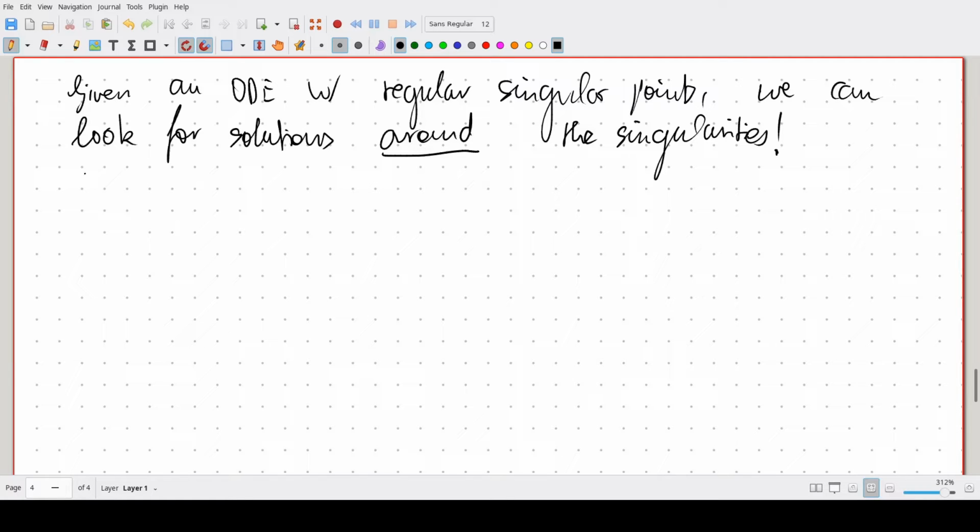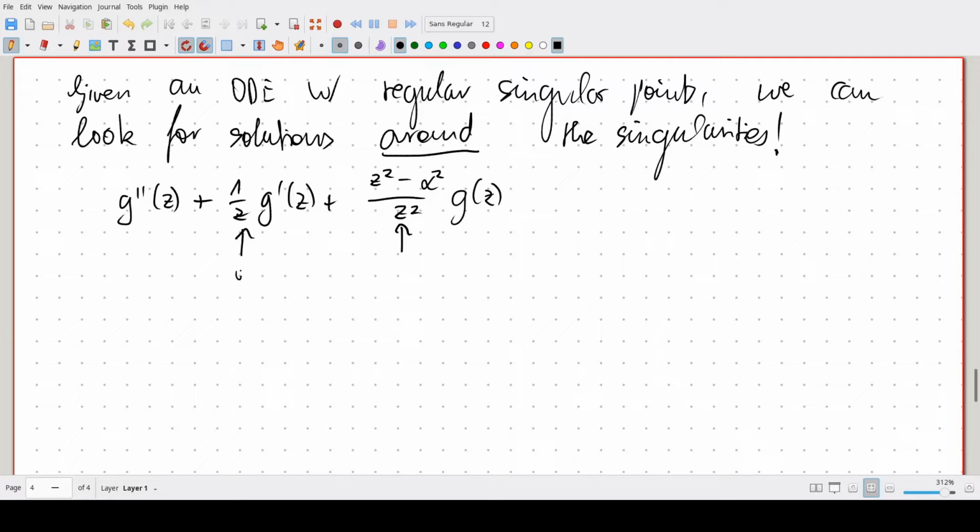So one example we look at now is the equation: the second derivative of g plus 1 over z times the first derivative plus (z squared minus alpha squared) divided by z squared times g of z. So we see the only point that is singular is 0, and the first coefficient has a pole of order 1 at 0, the second coefficient a pole of order 2, so 0, which is the only singular point, is actually regular singular.